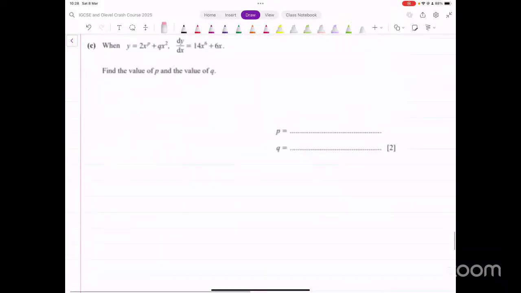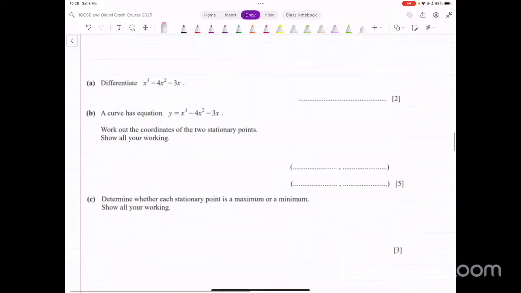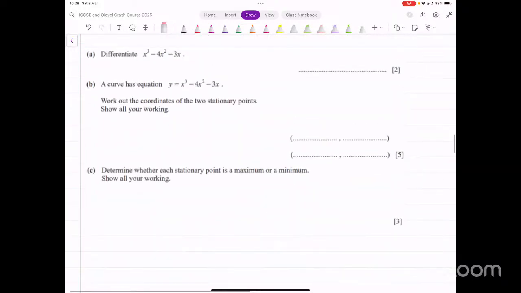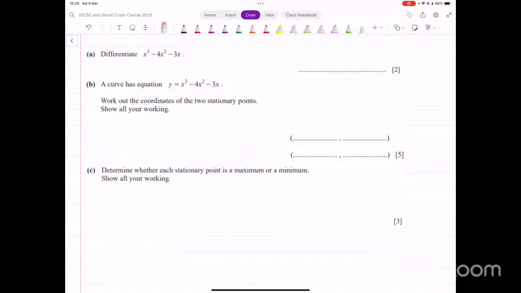Okay, so not that I can see here. So what I'll do is I'll do this question quickly as well then, because this is another concept that you need to be able to do. Let's differentiate this function. What's the derivative of x cubed minus 4x squared minus 3x?